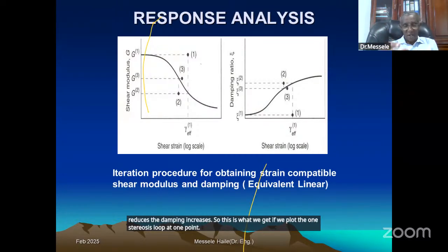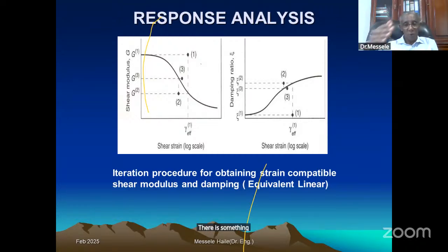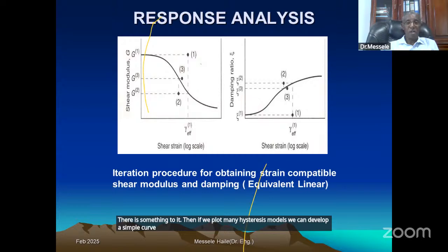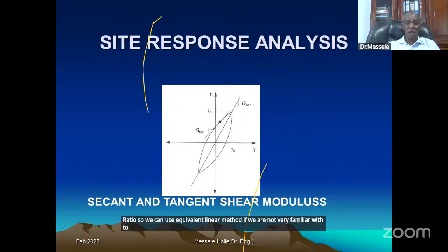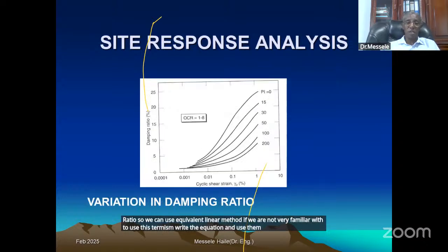There is something to it. Then if we plot many hysteresis models, we can develop a simple curve, G over G max versus strain and damping ratio. So we can use the equivalent linear method. If we are not very familiar with using these curves, modeling them, writing the equation and using them, we can use the equivalent linear method.